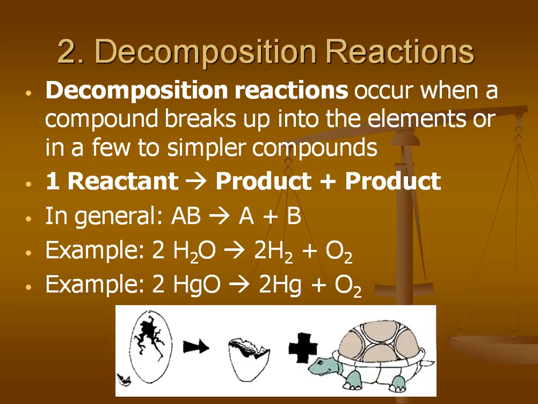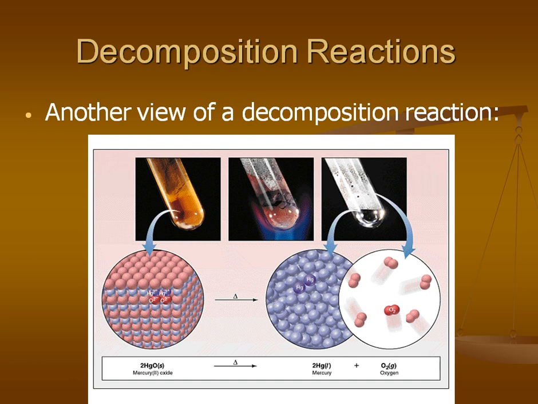This is an example in a comic way. When the shell of a young turtle decomposes, the young turtle comes out. So in this manner we can understand the meaning of decomposition reaction. Another view of a decomposition reaction: mercuric oxide decomposes into mercury and oxygen.